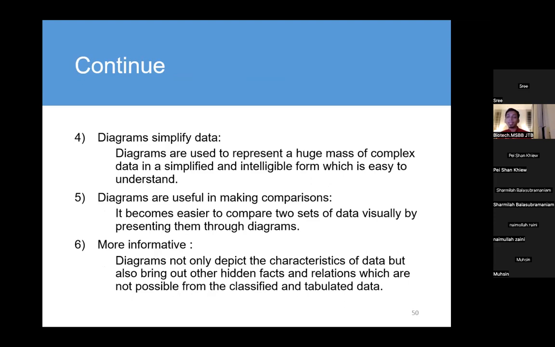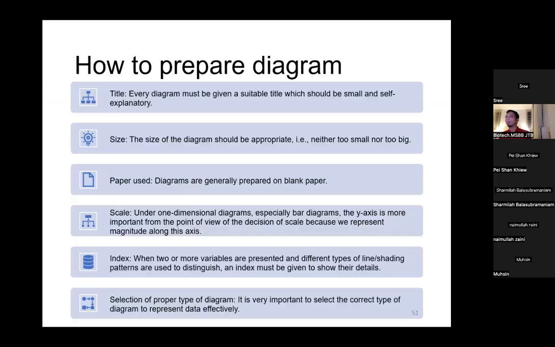Diagram is also useful in making comparison. Not only table, the diagram also can make comparison. For example, if you have a bar graph, right? So we can see clearly the difference between each data set. Or if we make a pie chart, we can see which one is bigger, which one is smaller, as compared to when we put it into the table, we need to evaluate the value. But with a diagram, we can see it directly. So it's more informative. Diagram not only depicts the characteristics of data, but also brings out other hidden facts and relations which are not possible from the classified and tabulated data.